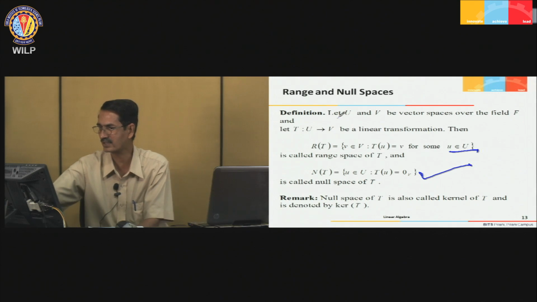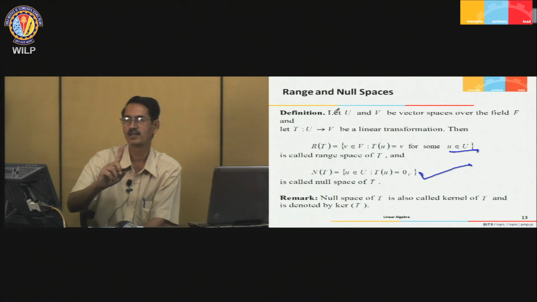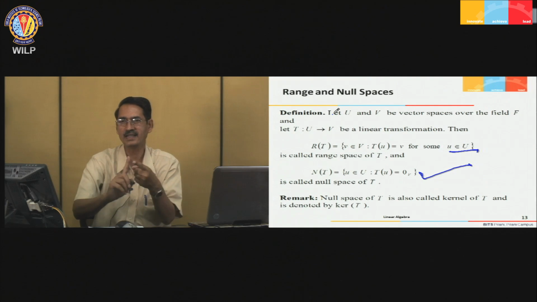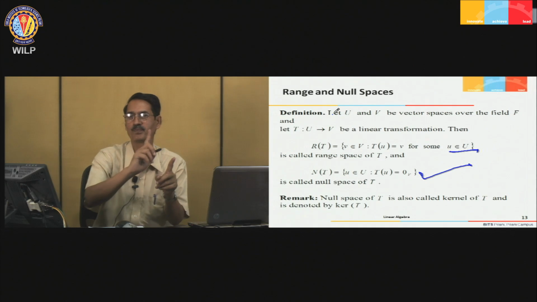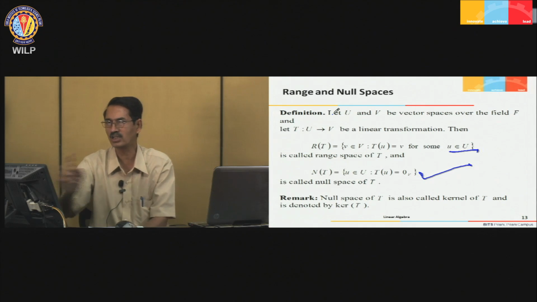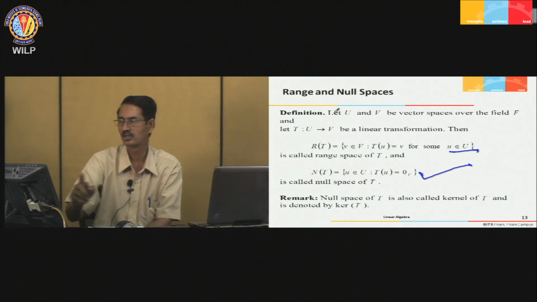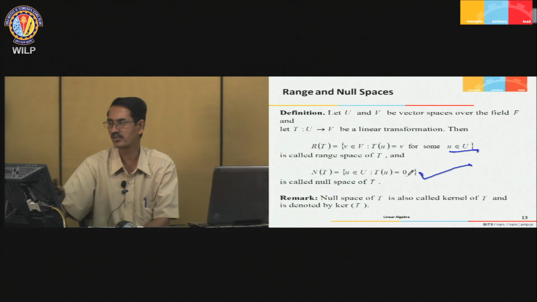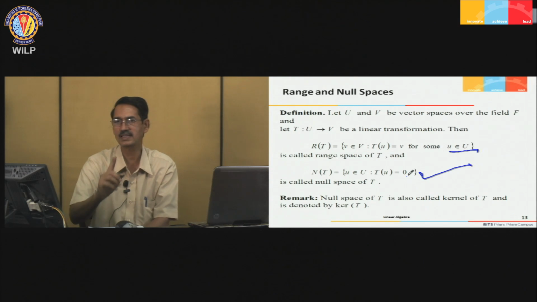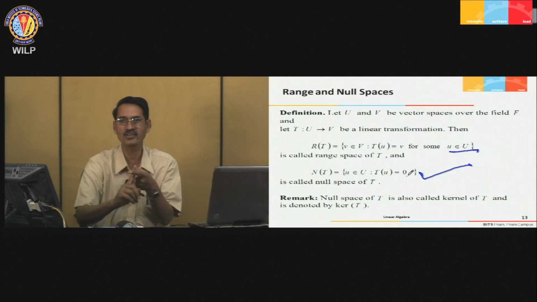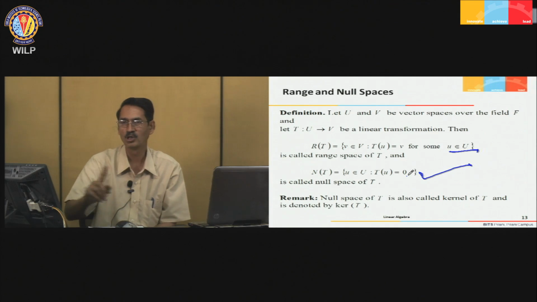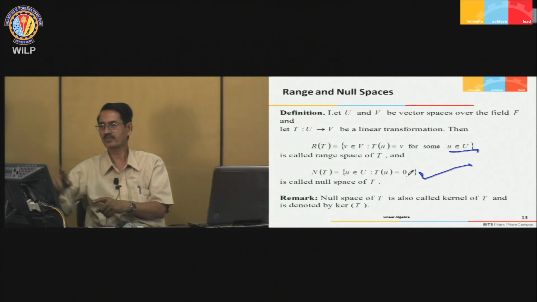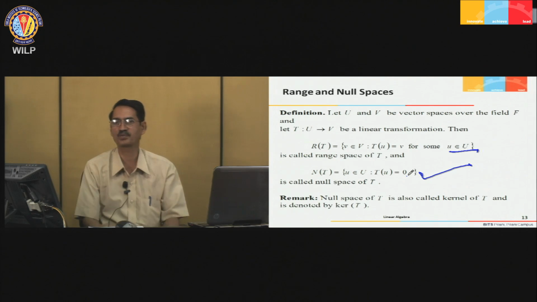And null space of T is a subset of the domain space U. Remember here, range space of T, R(T), is a subset of V, but N(T), null space of T, is a subset of U. It is the set of all elements u of the domain space U, such that T of u is equal to 0 of V. Means what? Null space of T is the collection of all those elements of the domain space U which are mapped onto the 0 element of V, and this is called null space of T.